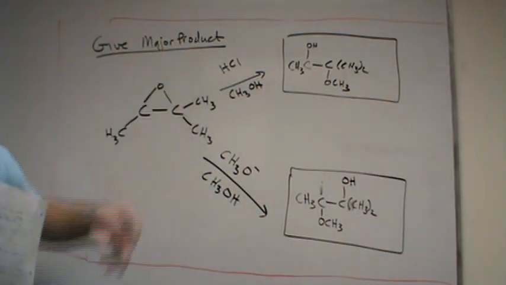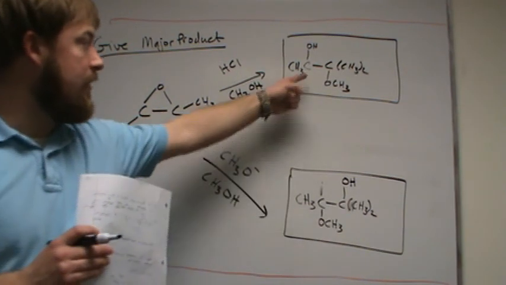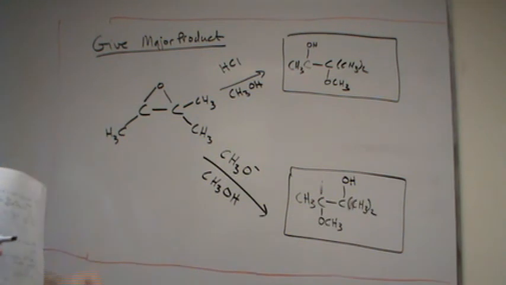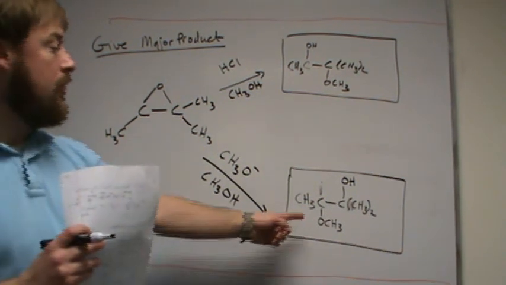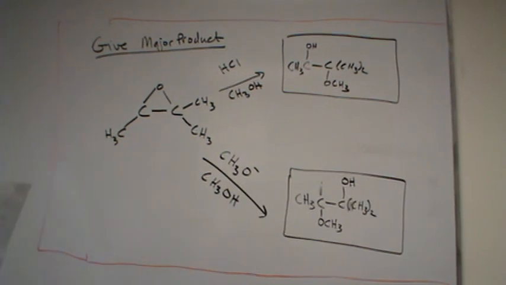Knowing these two conditions is very important because if you're given one epoxide and asked to give a specific product, you've got to know the conditions that allow you to give either one. You've got to know the difference between the SN2 and the SN1-like conditions.